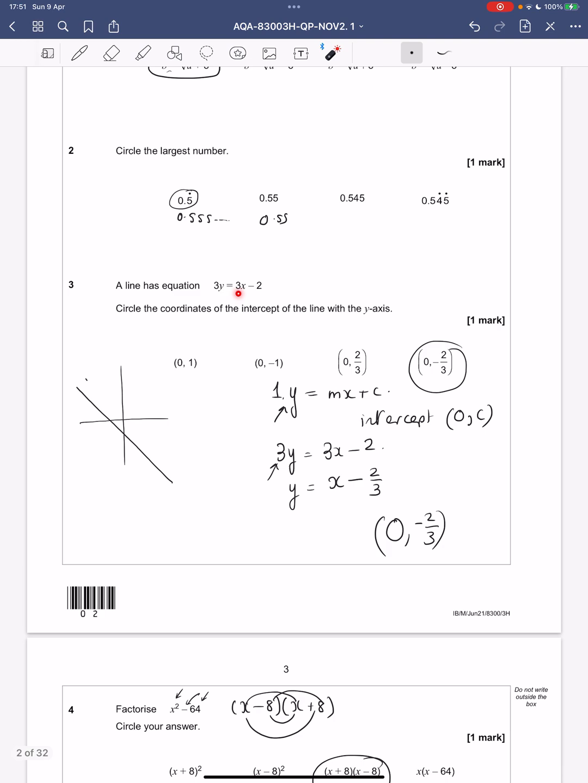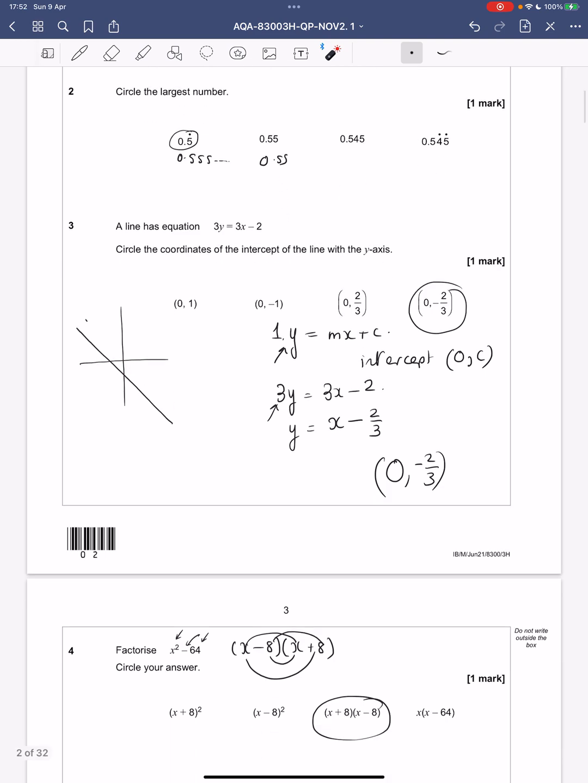A line has an equation 3y equals 3x minus 2. So when you use the y equals mx plus c to work out the intercept, which is not c, it's when we've got 1y on the left. We've got 3y here, so we need to divide through by 3. So 3y divided by 3 is y, 3x divided by 3 is x, and minus 2 divided by 3 is minus 2/3. So then our intercept is x is 0, y is minus 2/3. So when it's like this, it's x 0, y minus 2/3, and it would look like that.